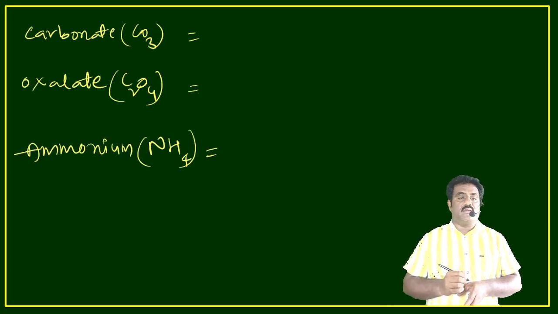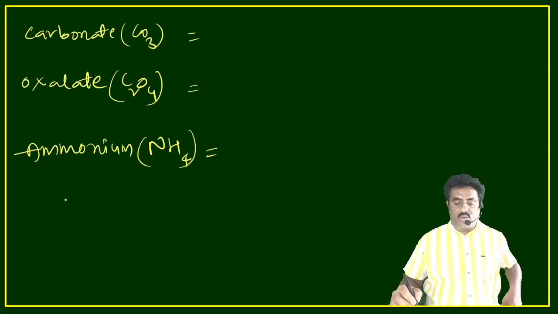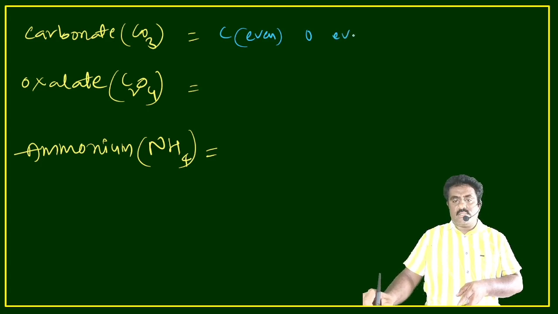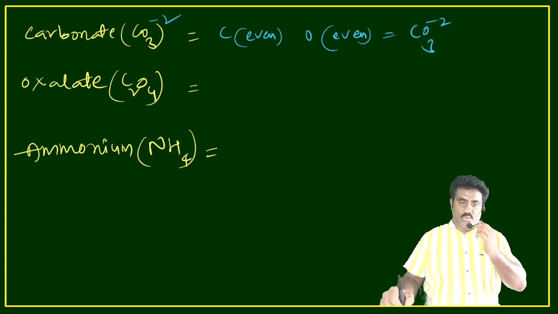Look at the next example. Carbonate, CO3. Carbon belongs to what? Fourth group, which means it is even. Oxygen is sixth group, it is even. Even and even. What is the charge? It is minus 2. Carbonate, CO3 minus 2. Oxalate, C2O4.